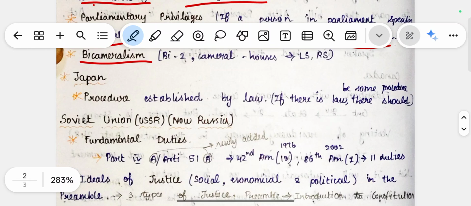The next one is Japan. The procedure established by law. If there is a law, there should be some procedure. We can't directly put any law as a burden on people, so it has some procedure. This procedure was taken from Japan.